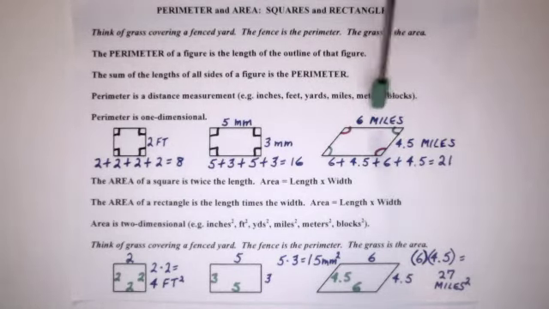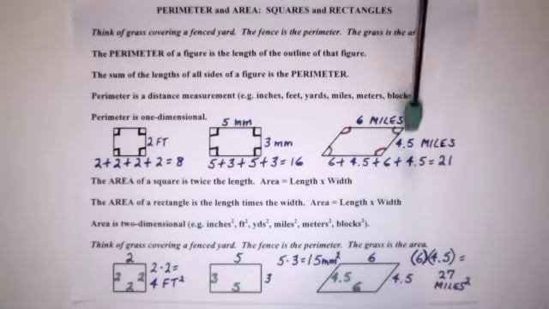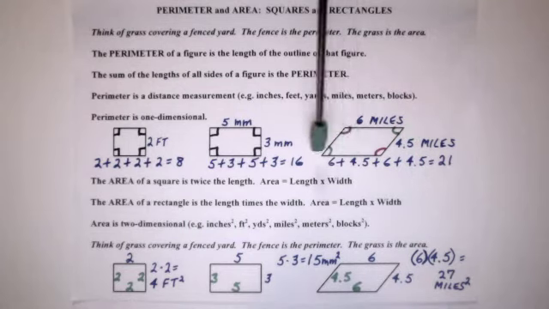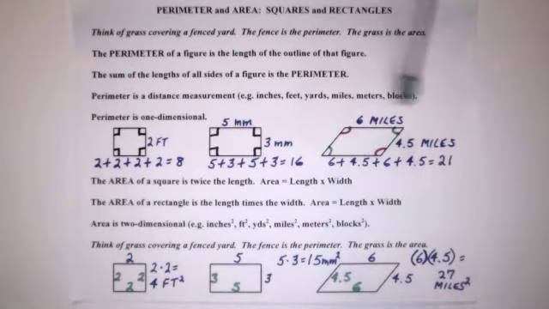In this last example, 6 plus 4.5 plus 6 plus 4.5 equals 21. So the perimeter of this is 21 miles, miles to the first degree.